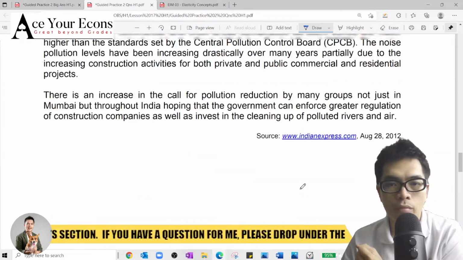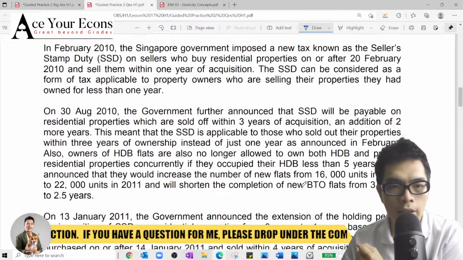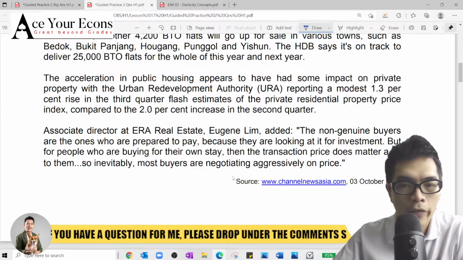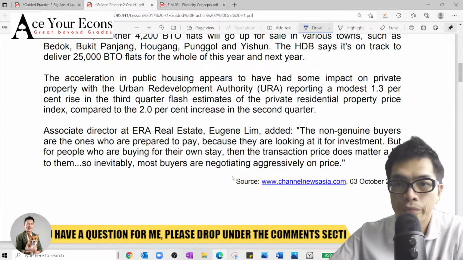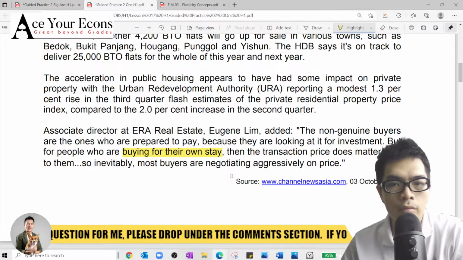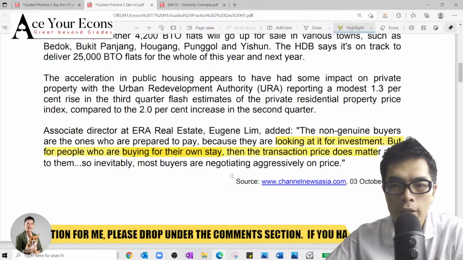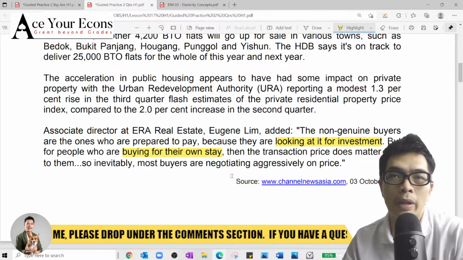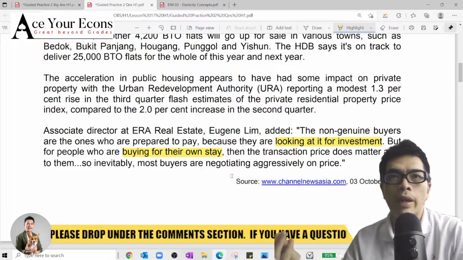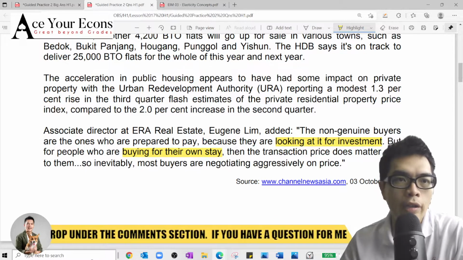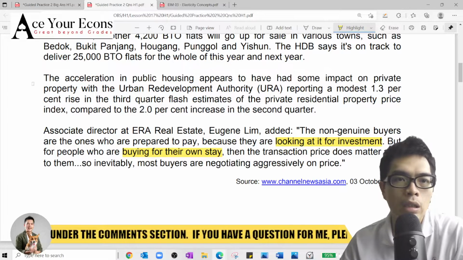Questions? Okay, so necessity is actually mentioned here. See? Buying for their own stay, while the others are looking for investment. So if you're buying for your own stay, it likely means that you don't have a place to stay, whereas if you're buying for an investment purpose, you're likely to have your own accommodation. So necessity works out better here.